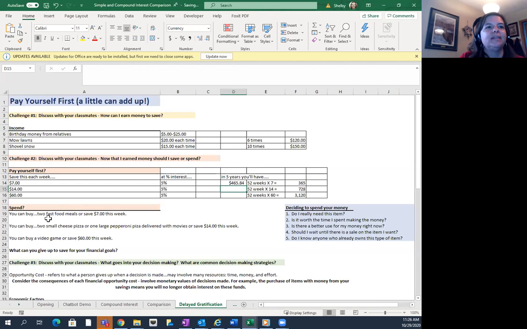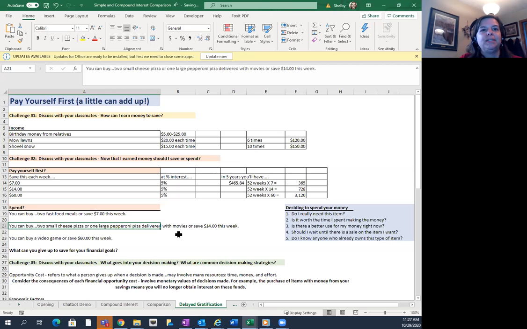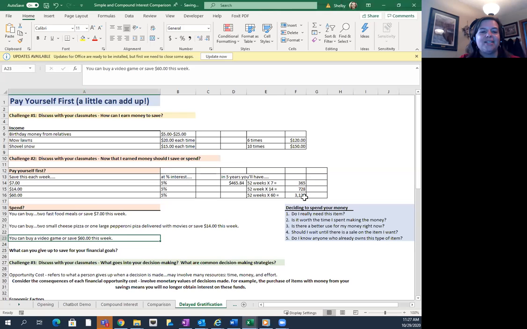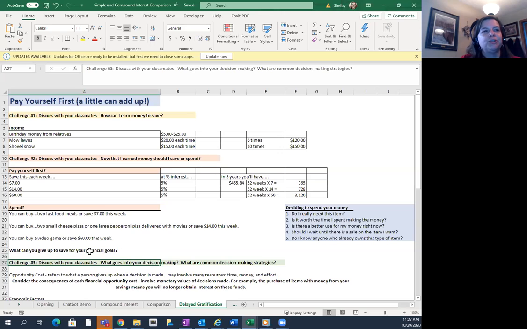So spending, it's just something to think about. You could buy 2 fast food meals or save $7 a week. You could buy 2 cheese pizzas and a large pepperoni pizza delivered with movies, or you could save that $14 like we showed up here. And then, or buy a video game. I know my kids are big into video games, but when you think about like that last one, how many video games now could they buy by saving? Okay, so think about what you can give up and where you can make your financial goals come true.